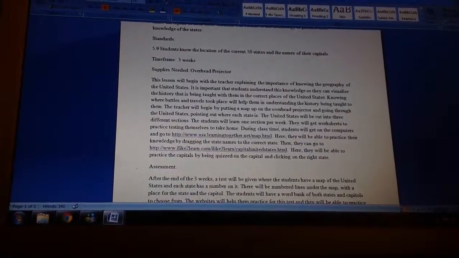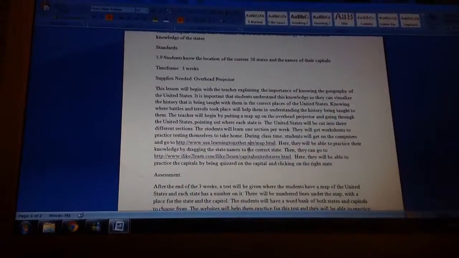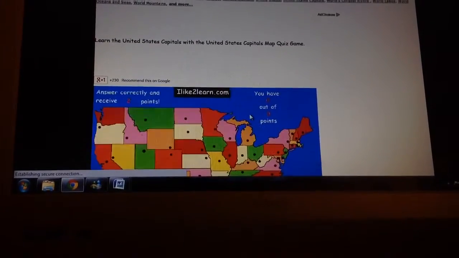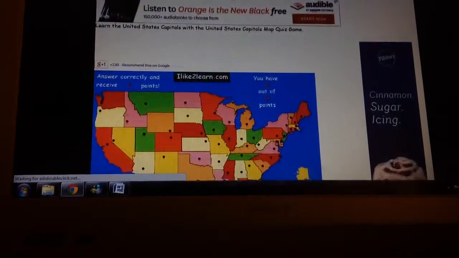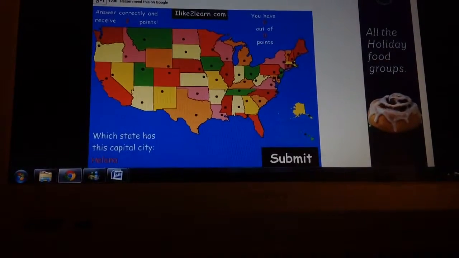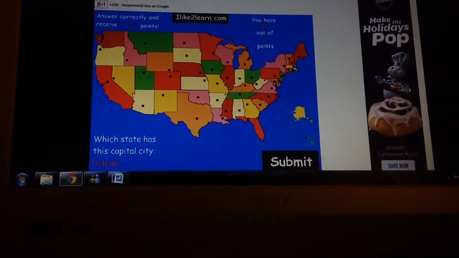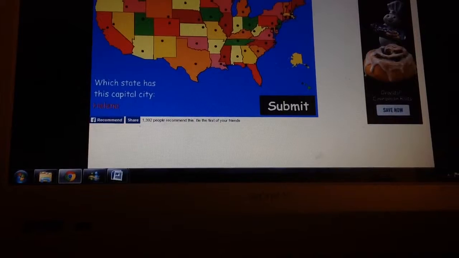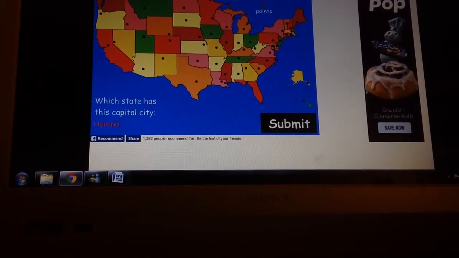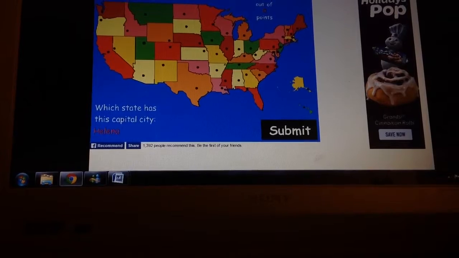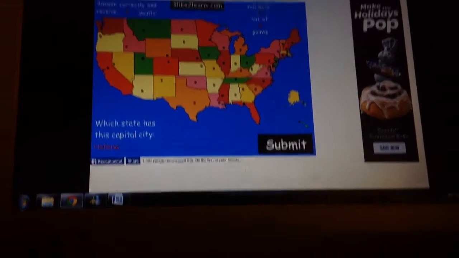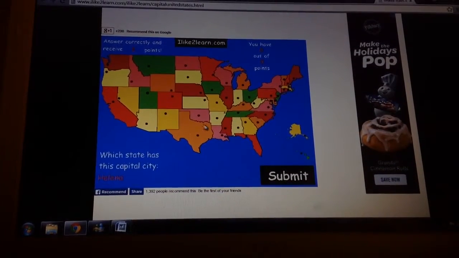After the states were learned, we would then go to this website that helps them practice on the capitals. So this is also fun. Down here it asks which state has the capital city, Helena, and then they would, whoops, I don't know what just happened. They would just click on the correct state and then submit their answer. So that is just another game that they can play. So that would be something that would help them learn the capitals as well.